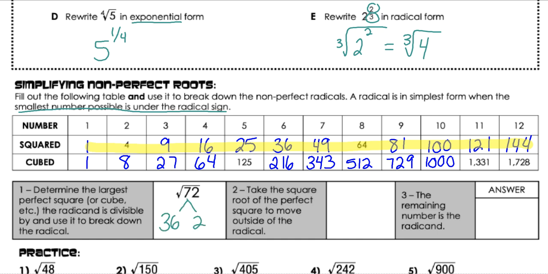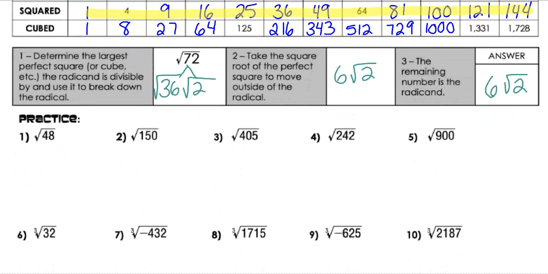It goes in twice. So we're going to break down the radical into the square root of 36 times the square root of 2. Then we're going to take the square root of that perfect square I just divided out. So that's going to be 6. Just 6. Remember, we don't leave it inside the radical because the square root of 36 is just 6. And then we leave the root outside. So we have 6 root 2 is our final answer. So that's how we break down non-perfect roots. We take out any perfect root we can, the largest one we can, and we leave what's left over inside the radicand.